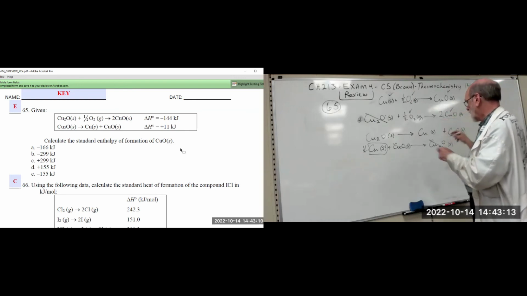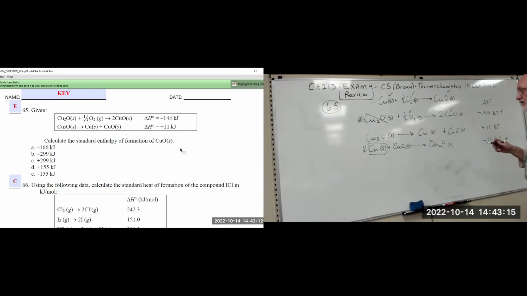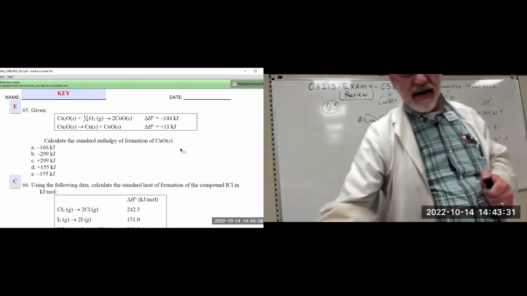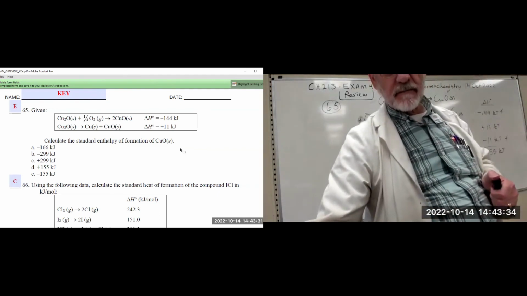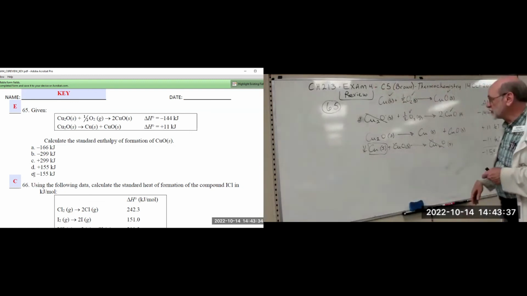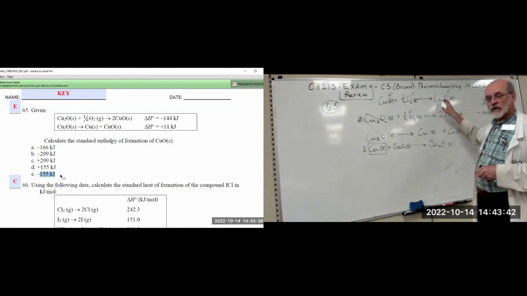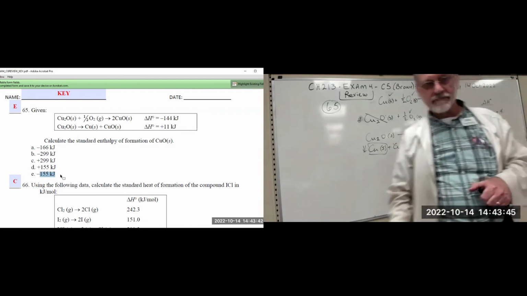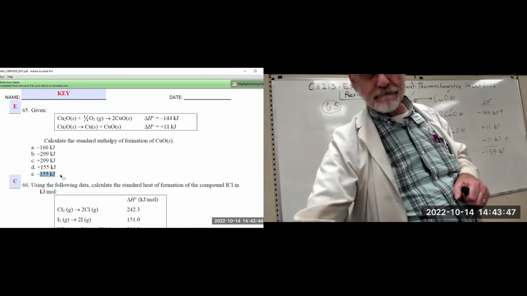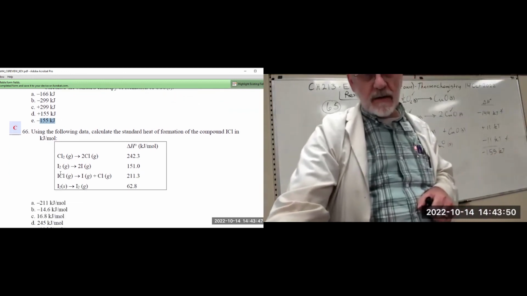All right. The way I look at it, we can add now. So we add minus 11 to minus 144, which should be minus 155. Minus 155 is E. Okay. Minus 155 then is the heat, the enthalpy of formation for copper 2 oxide.